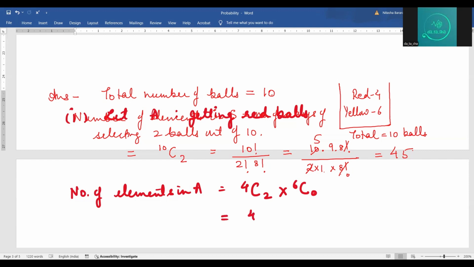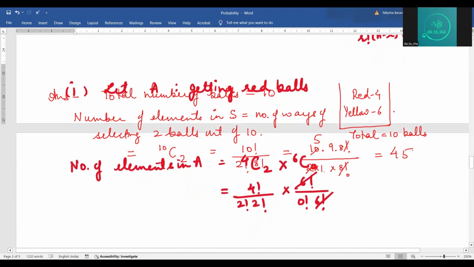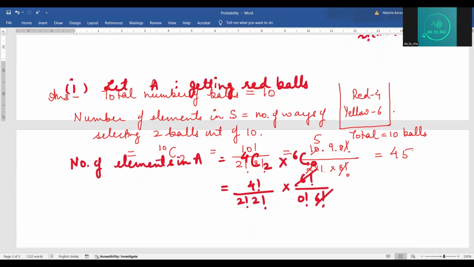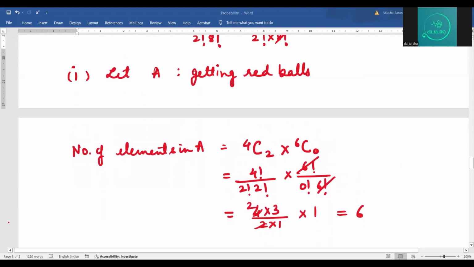So when you open this, it would be 4 factorial upon 2 factorial. If you don't remember the combinations, it is n factorial upon r factorial into n minus r factorial. And then this is 6 factorial upon 0 factorial into 6 factorial, cancelled out. We should know that 0 factorial is 1. So we have a total of 6. So now the number of elements in A is 6.